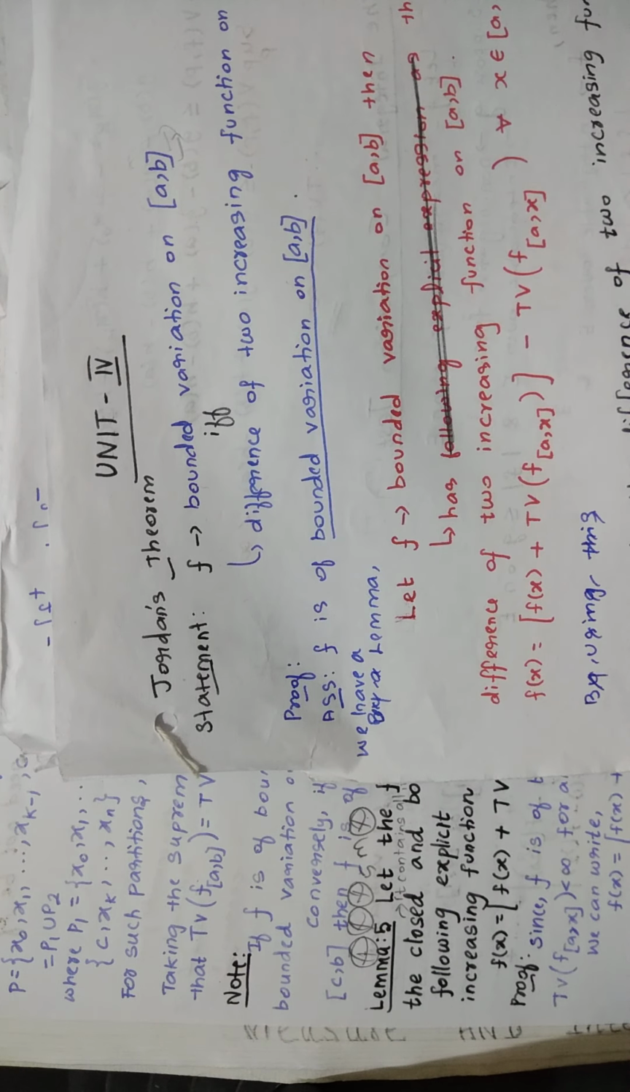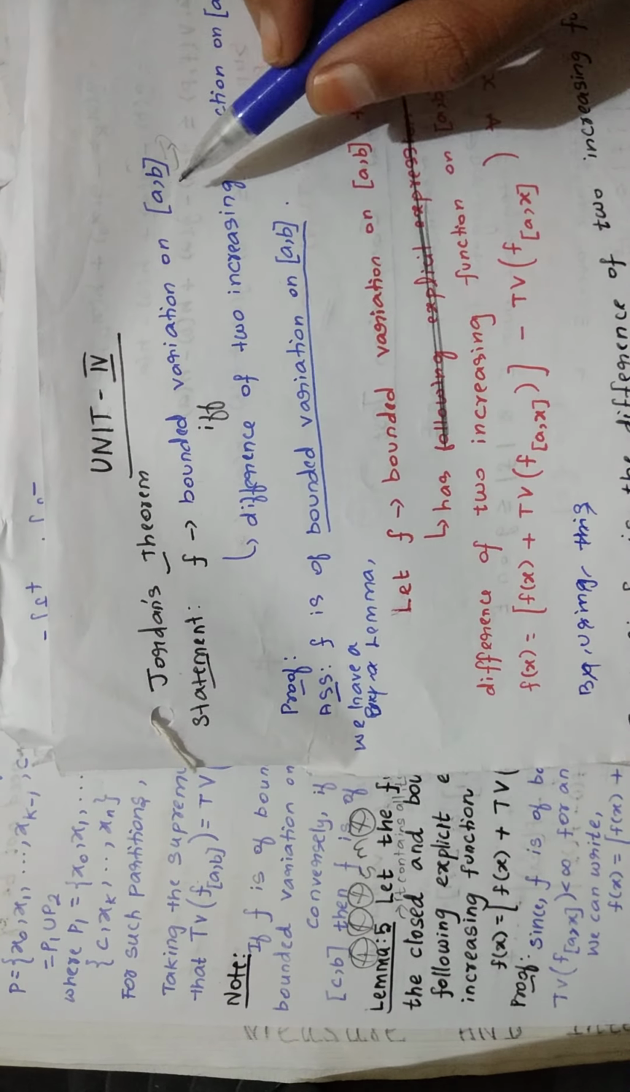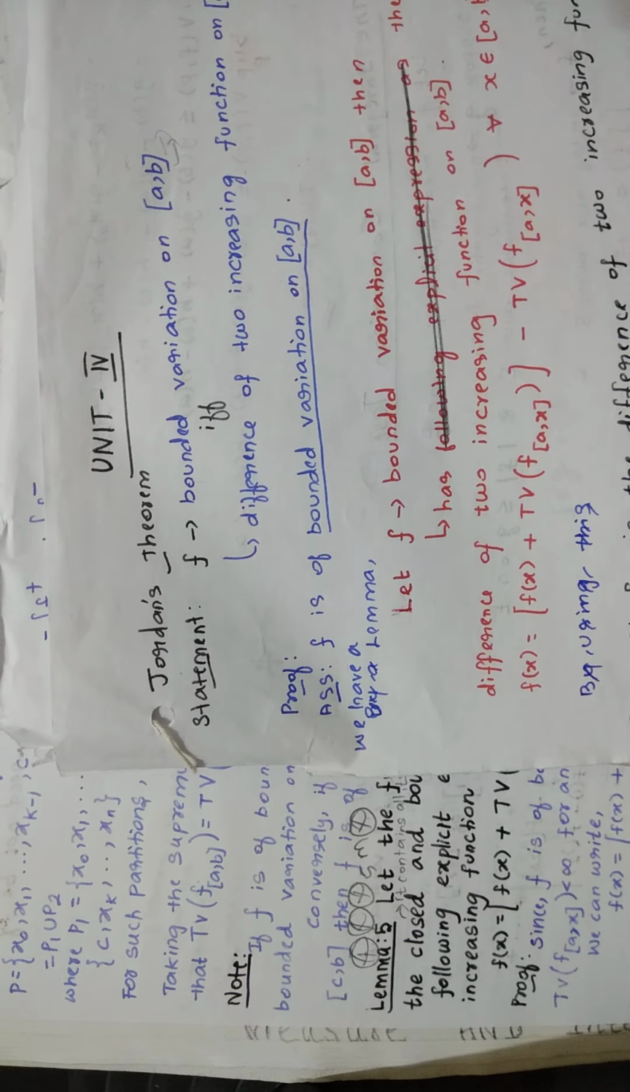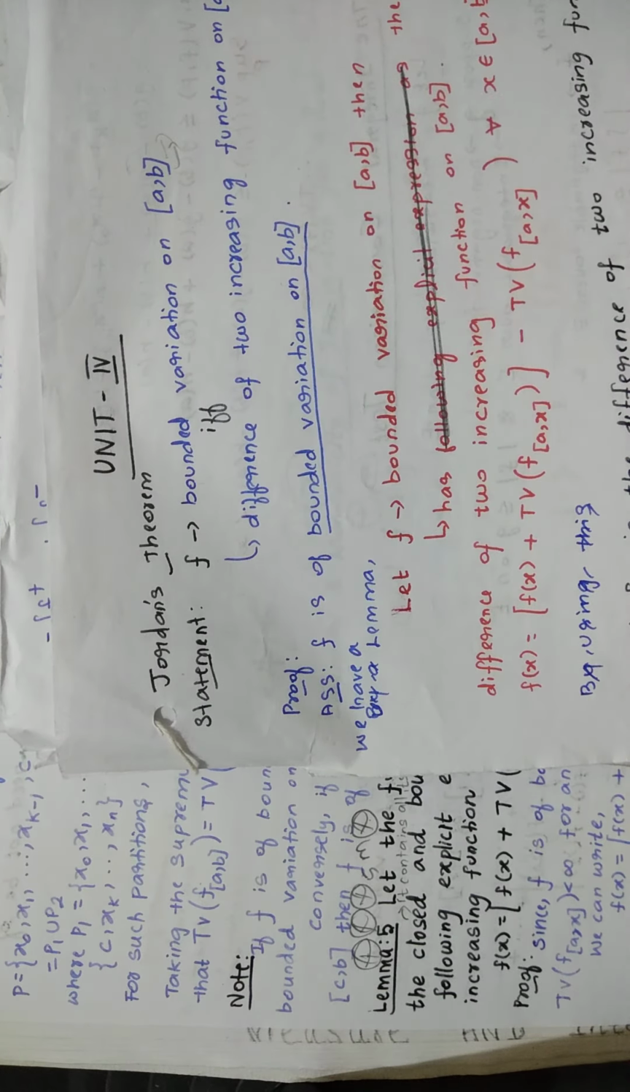If they ask you this Jordan's theorem in the examination, the first thing that should come into your mind is the function f. This function f is of bounded variation on this interval, which is a closed and bounded interval. So what you have to write is: f is of bounded variation on closed interval a comma b if and only if f is the difference of two increasing functions on closed interval a comma b.